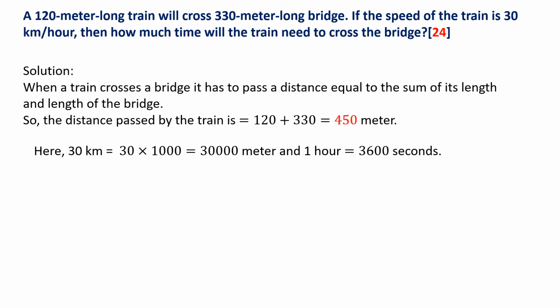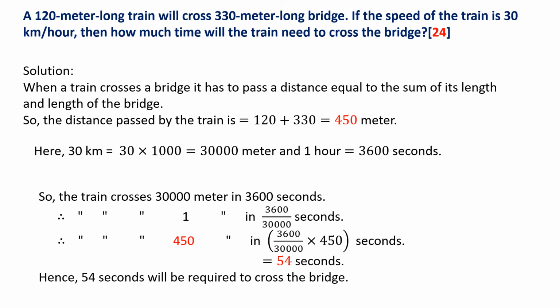So 30 kilometers is 30,000 meters and 1 hour equals 3600 seconds. So the train crosses 30,000 meters in 3600 seconds. So the train crosses 1 meter in 3600 divided by 30,000 seconds, and the train crosses 450 meters in 3600 by 30,000 times 450, which equals 54 seconds. Hence 54 seconds will be required to cross the bridge.